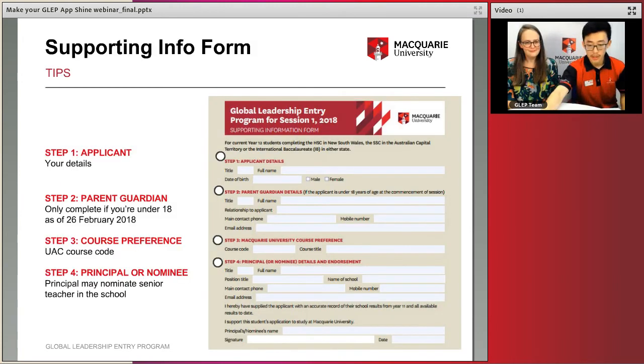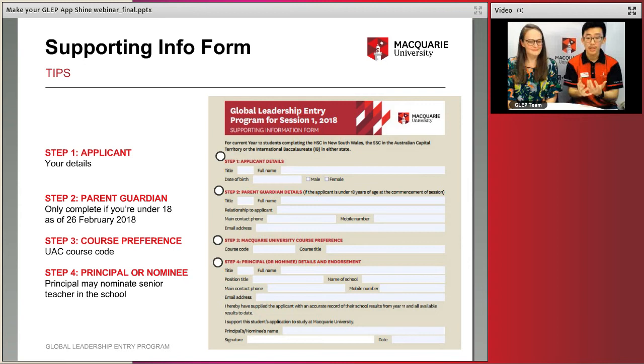So we might jump into a bit more detail on the supporting information form. So this is the nitty-gritty of the application process. Firstly, step 1, pretty easy, submit your details. Secondly is the parent and guardian sign-off section. And just to keep in mind, you only need to complete this if you'll be under 18 years old as of the 26th of February 2018. So this is basically if you're under 18 when uni starts next year, then your parent or guardian will have to sign off on the form.